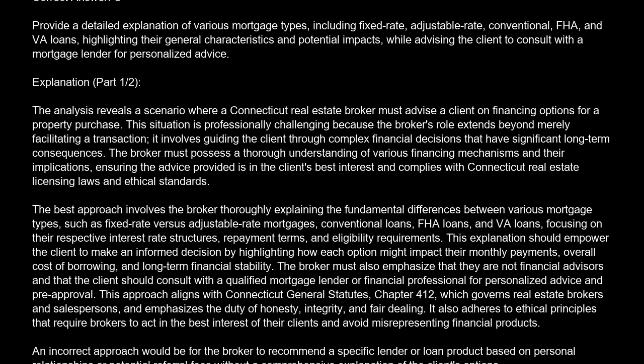Correct answer is C. Provide a detailed explanation of various mortgage types, including fixed rate, adjustable rate, conventional, FHA, and VA loans, highlighting their general characteristics and potential impacts, while advising the client to consult with a mortgage lender for personalized advice. Explanation. The analysis reveals a scenario where a Connecticut real estate broker must advise a client on financing options for a property purchase.